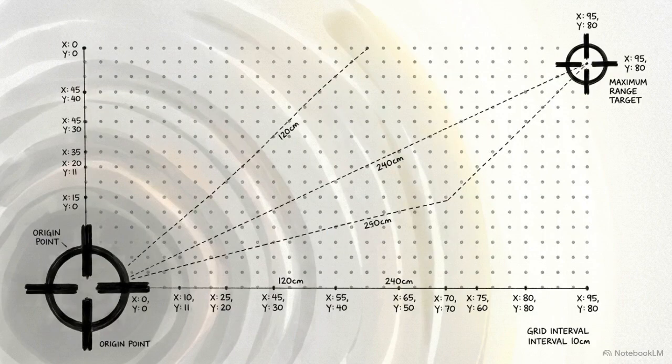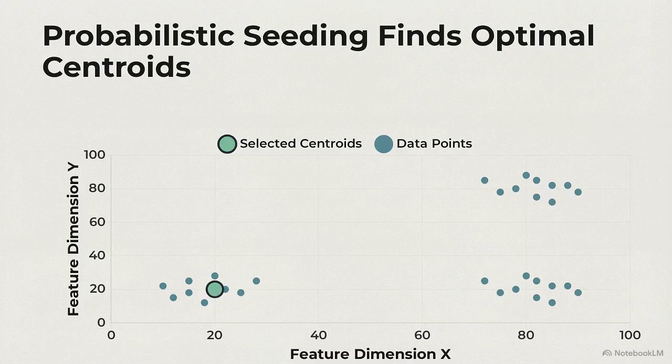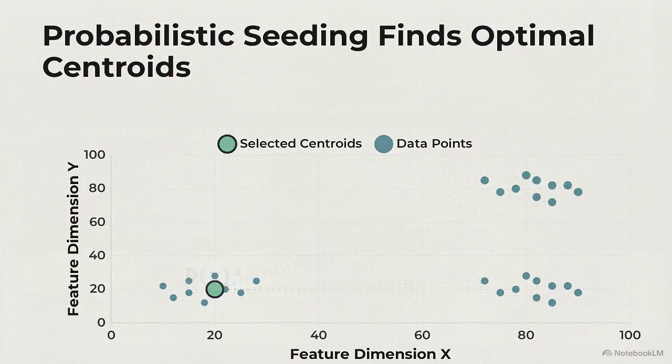KMeans++ is a probabilistic seeding algorithm designed to optimally place initial centroids. Instead of placing all centroids at once, KMeans++ begins by picking exactly one starting centroid uniformly at random from the existing data points. It then calculates a metric called d of x squared. This represents the squared distance from that initial centroid to every other unlabeled data point in the feature space. This distance establishes a probabilistic seeding mechanism.